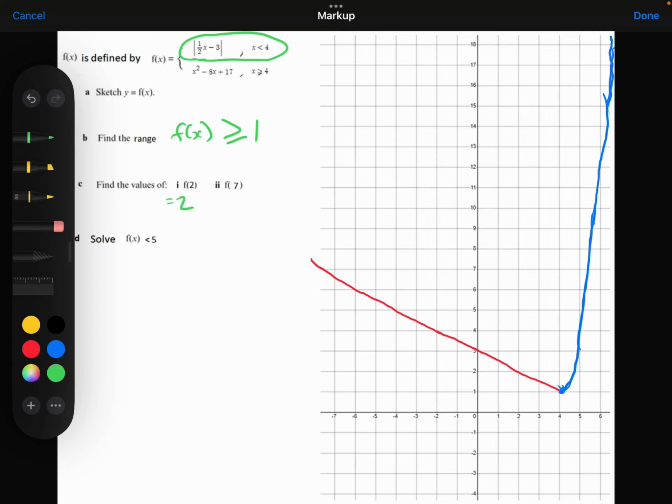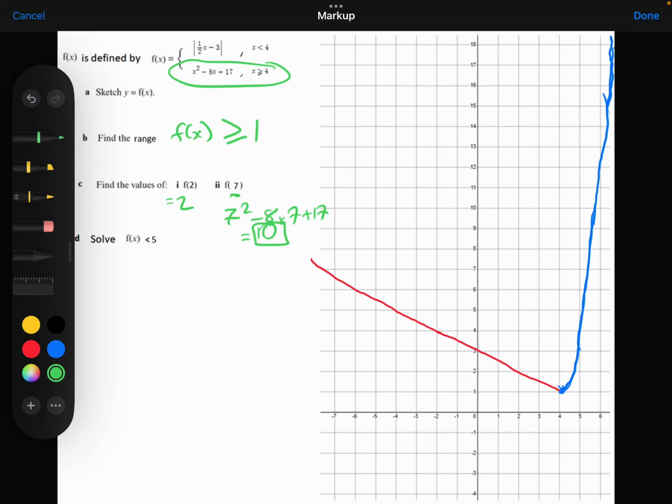Next, f of 7. So when x is 7, we're going to be using the quadratic. So we're substituting 7 into that to get 7 squared minus 8 times 7 plus 17, which is 10. So f of 7 is 10.